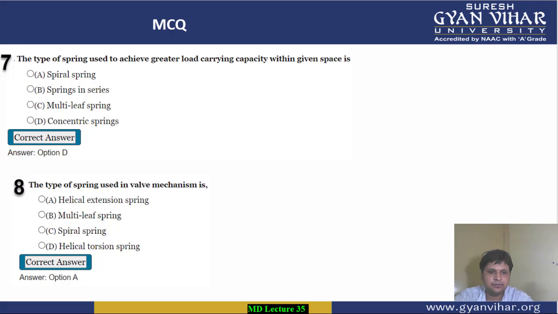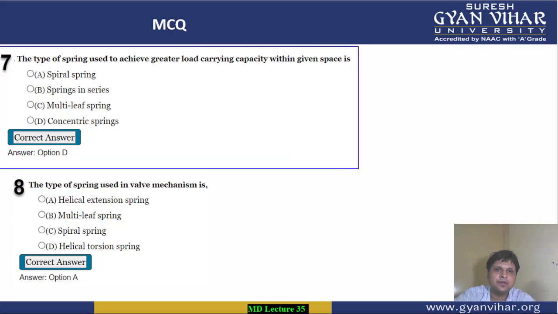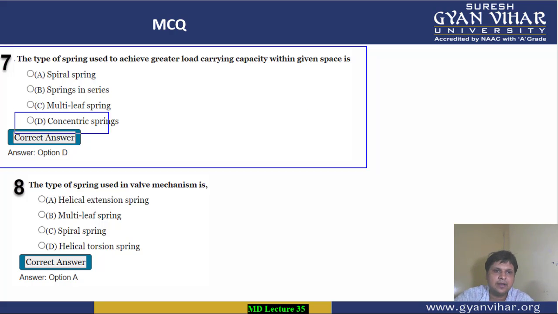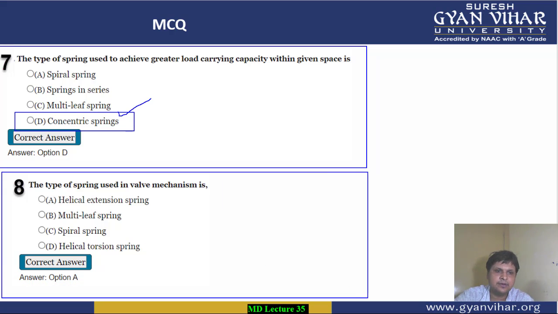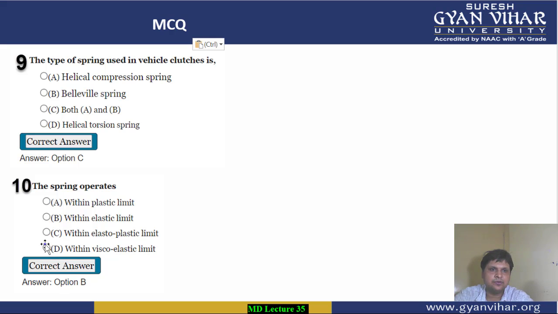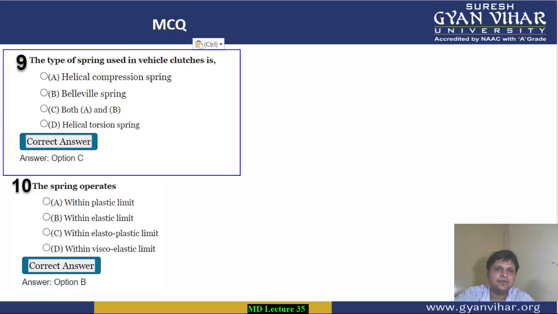Coming to multiple choice question number 7. The type of spring used to achieve greater load carrying capacity within a given space. I have already told you that for higher load carrying capacity you use the concentric spring. D is the answer. Question number 8: the type of spring used in a valve mechanism. In a valve mechanism we know that the helical compression spring is used. Option A is the correct option. Coming to multiple choice question number 9: the type of spring used in vehicle clutches. In the clutches of a vehicle, the springs used are the helical compression spring and the bevel spring. So both A and B are the correct option.